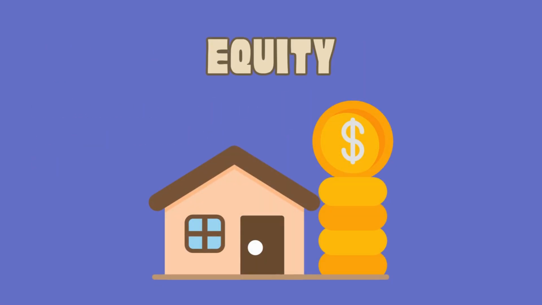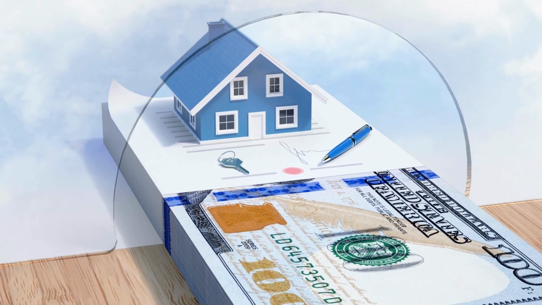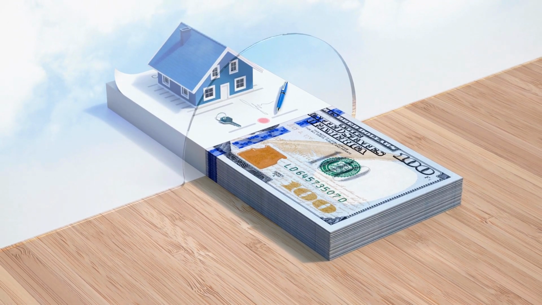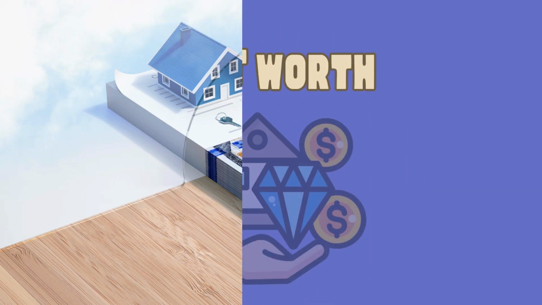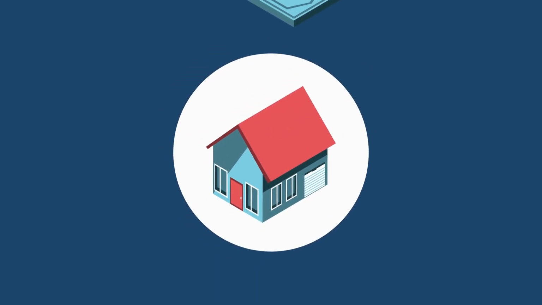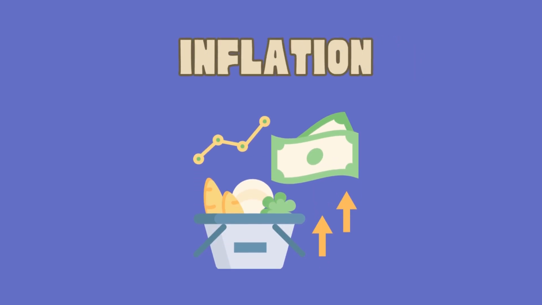Equity. Equity is the value of an asset you own minus any debt on it. For example, if you own a house worth $200,000 and owe $50,000 on it, your equity is $150,000. Net worth. Net worth is your total assets minus your total liabilities. It's a snapshot of your overall financial health.